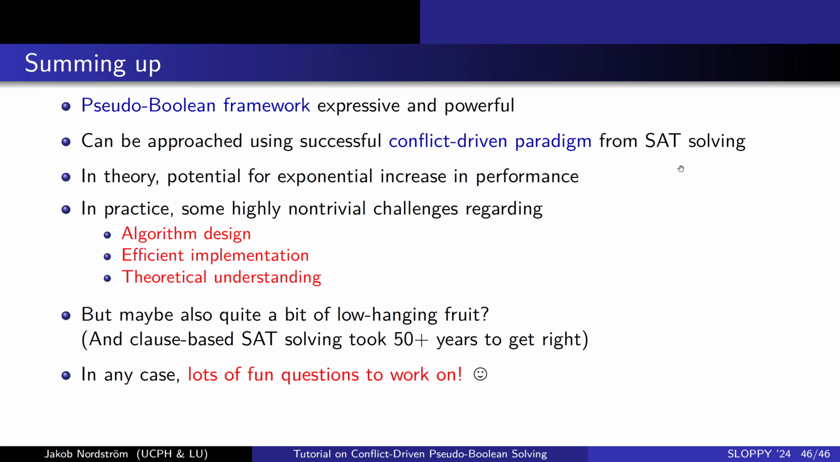On the other hand, there has been precious little work, and SAT solvers took something like 50+ years to mature. If we just invest a little bit of time in this, then maybe there's lots of low-hanging fruit. And even if there isn't low-hanging fruit, there's lots of fun research to be done. So, I think we should work on this. And this concludes the second lecture.